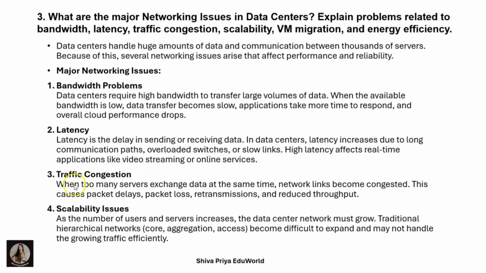Traffic congestion. When too many servers exchange data at the same time, network links become congested, and this causes packet delays, packet loss, retransmission, and reduced throughput. Whenever too many servers exchange data from one server to another at the same time, traffic congestion will happen. This is also a major networking issue. And the next one is scalability issue. When the number of users and servers both increase, the data center network must grow, which means it has to be big.